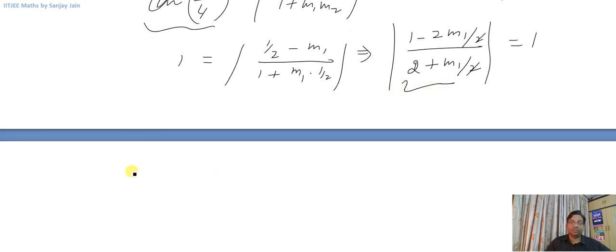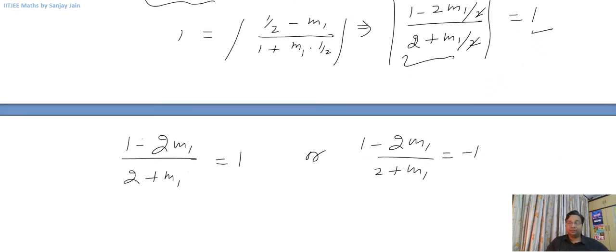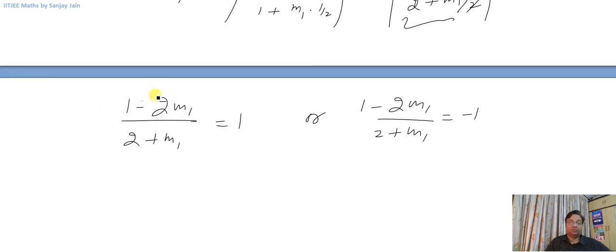Now the mod of this expression is equal to 1. So this expression can either be 1 or it can be minus 1, right? In both the cases, mod of this expression will give you 1. Now solving these, we should get the values of m1.